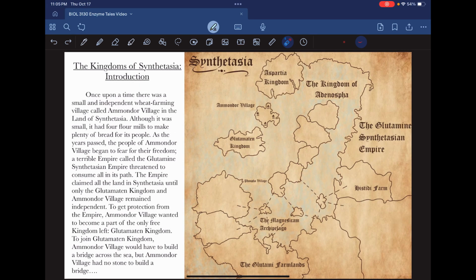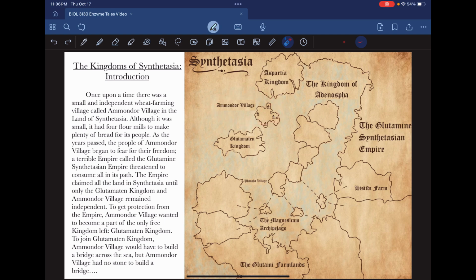The Kingdoms of Synthetasia. Introduction. Once upon a time, there was a small and independent wheat farming village called Amondor Village in the land of Synthetase. Although it was small, it had 4 flour mills to make plenty of bread for its people.